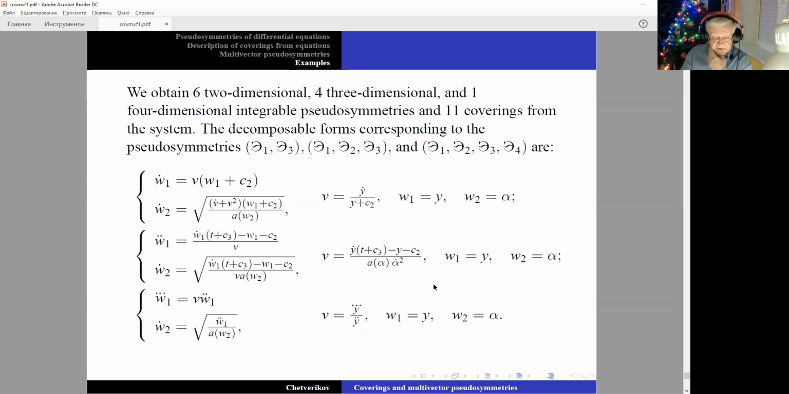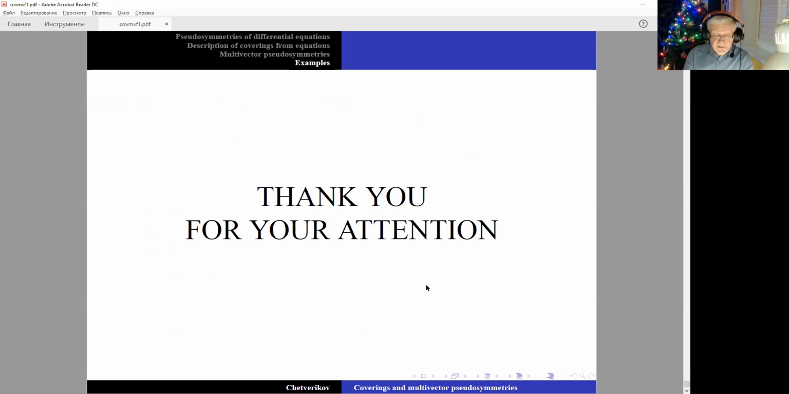In conclusion, I stress that covariants, pseudosymmetries, and integrable pseudosymmetries are invariant under the group of C transformations and can be used to classify systems with respect to this group. Well, that's all.